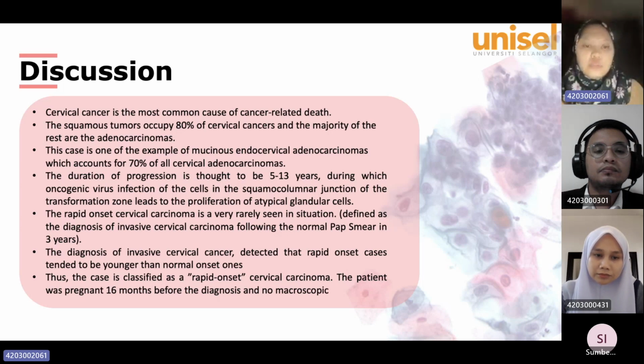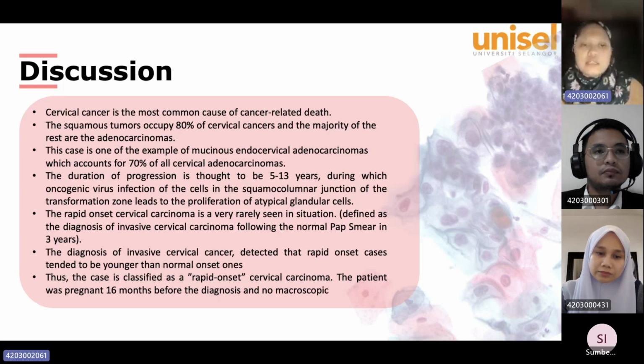The duration of progression is thought to be 5 to 13 years, during which oncogenic virus infection of the cells in the squamocolumnar junction of the transformation zone leads to the proliferation of atypical glandular cells. Rapid onset cervical carcinoma is very rarely seen in this situation.